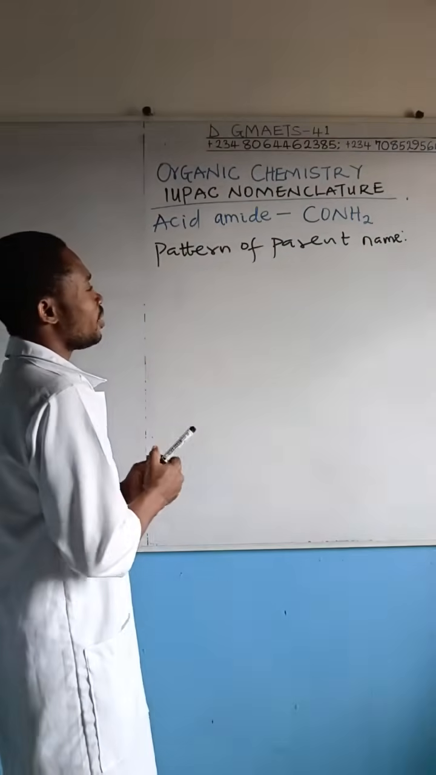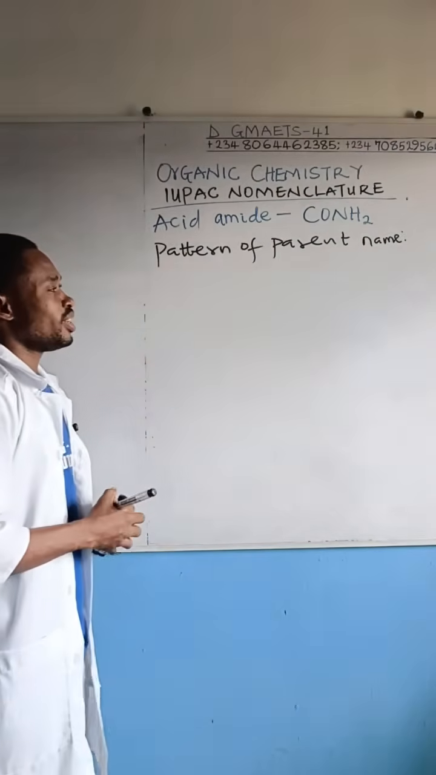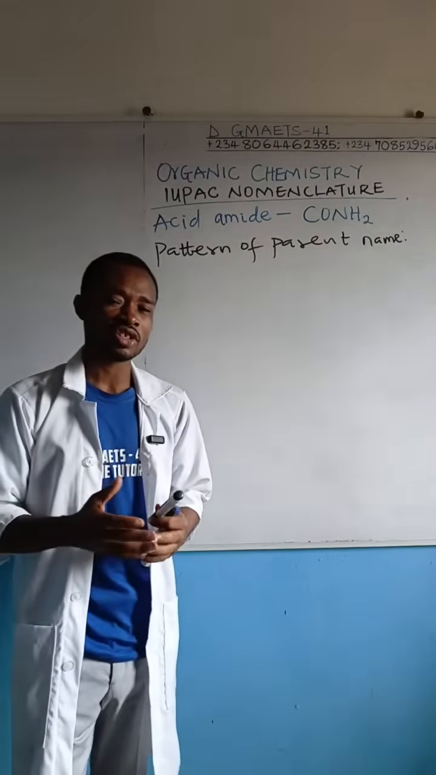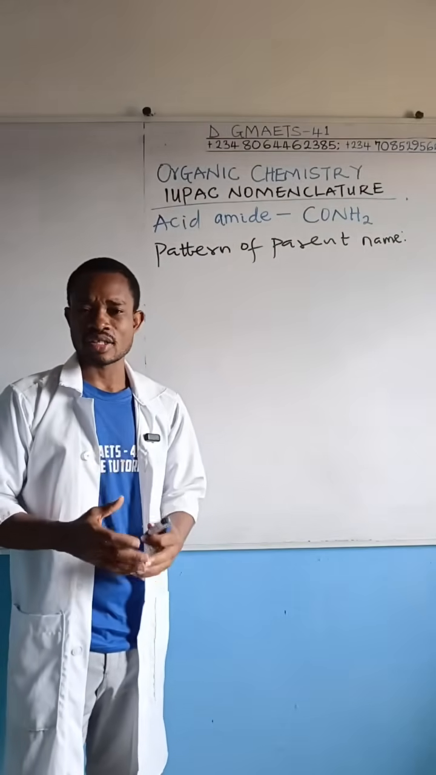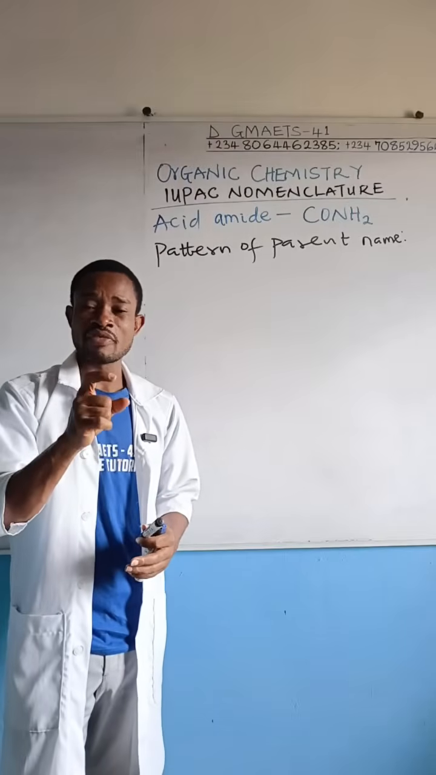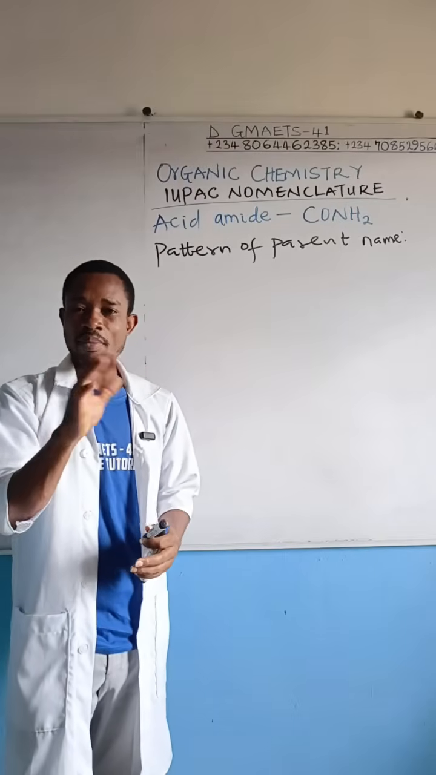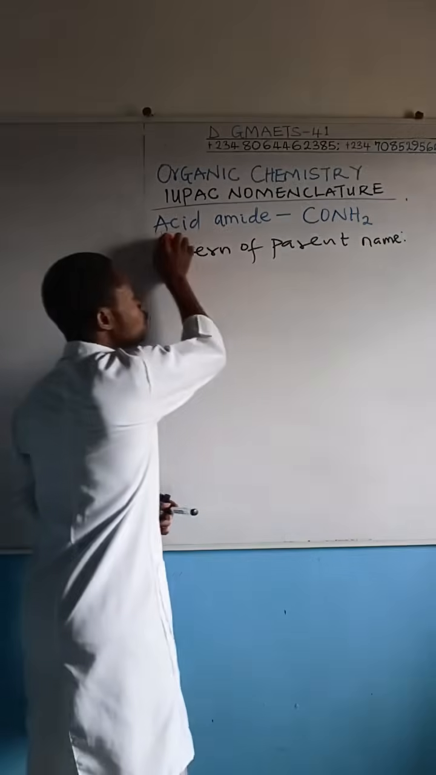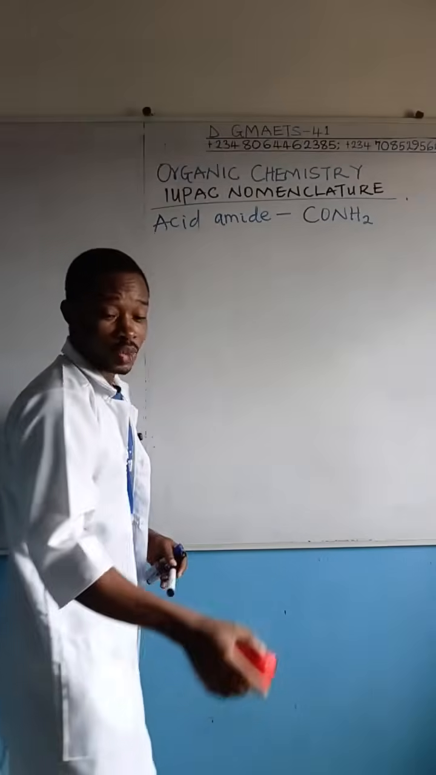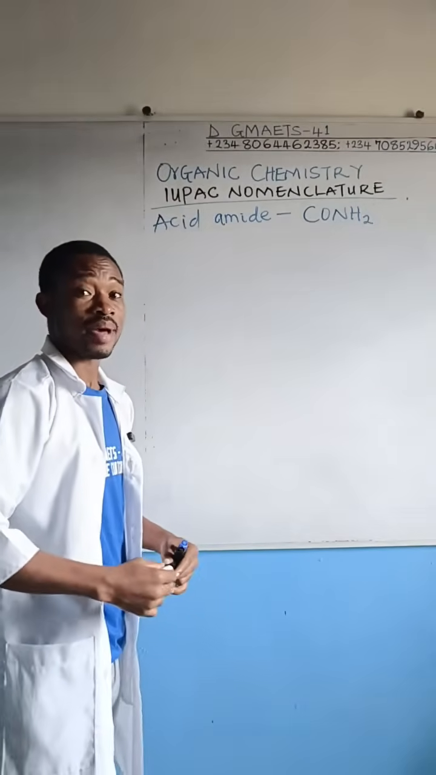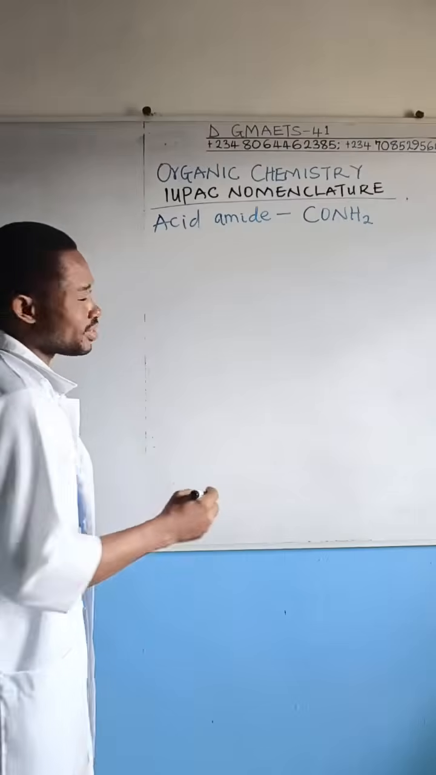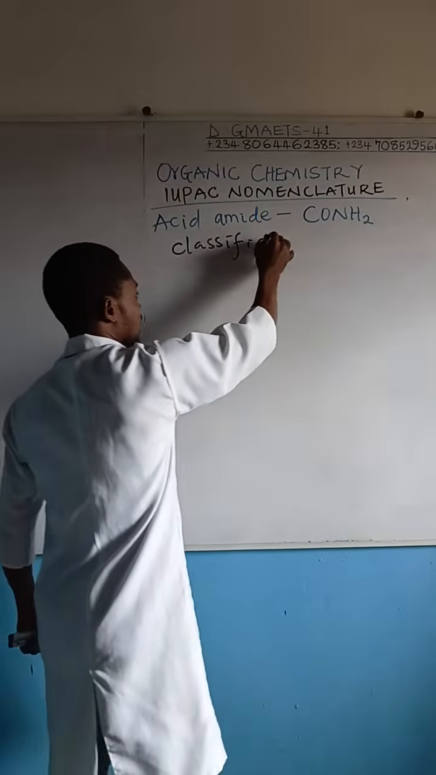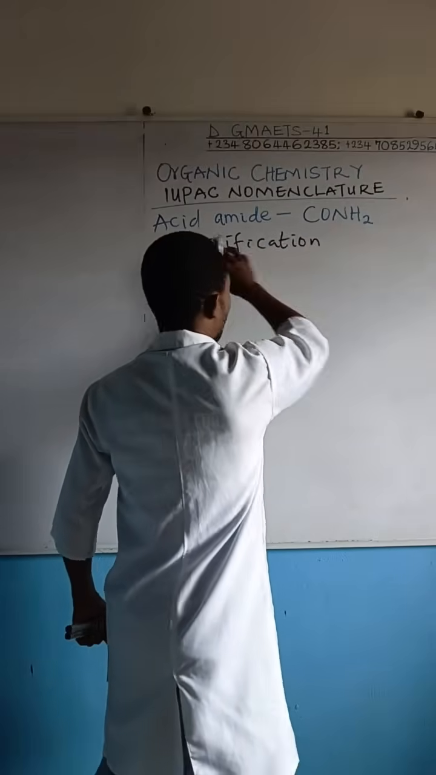Now, the parent name. Should I go to the parent name fully now? Should I talk about the classification of acid amide first? Because depending on the classification of acid amide, there is a certain format in which the parent name goes. So I think what I will do to help you, because what GMAETS 41 does is to give students the best. Are you following? So let's look at classification first.